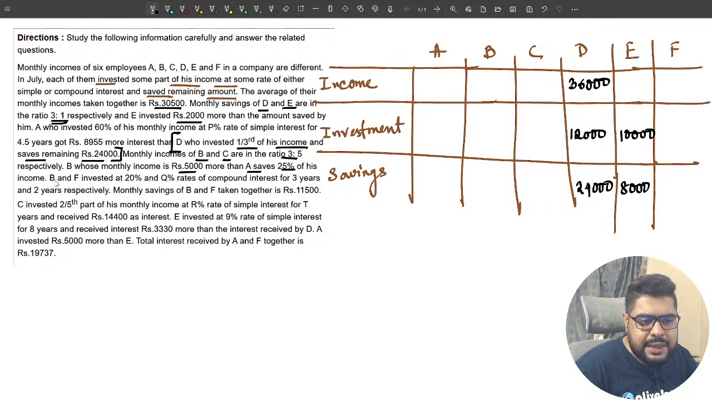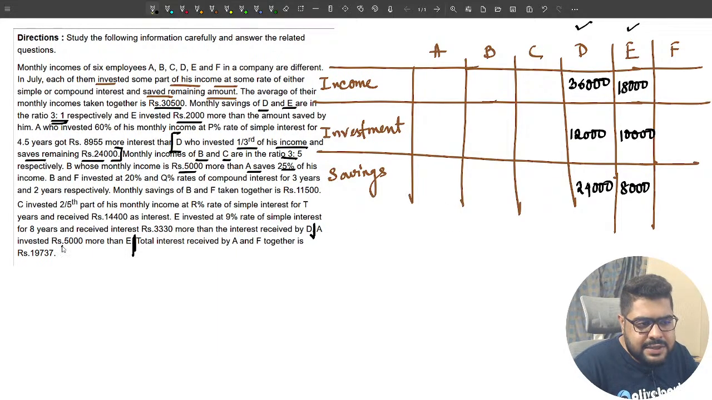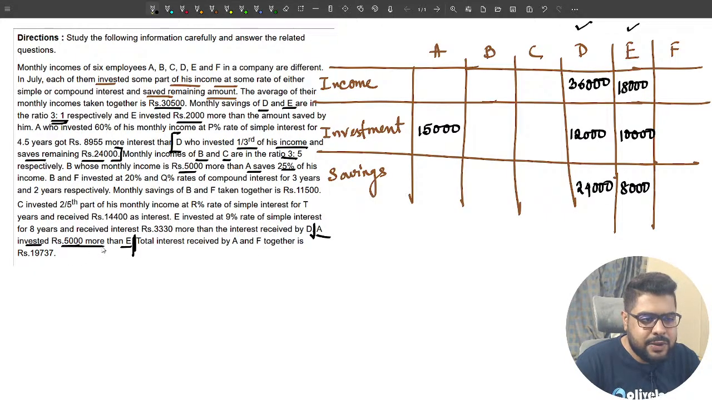Okay, sir, A invested, look, because I know about E. First of all, look at this, I forgot, sir. This column, this part will be 18,000, sir, because investment plus savings. So I know everything about D, I know everything about E. Now A invested this much more than E, sir. Investment, the 5,000 rupees more means it is 15,000 rupees. Done. So this line also we have been able to use.